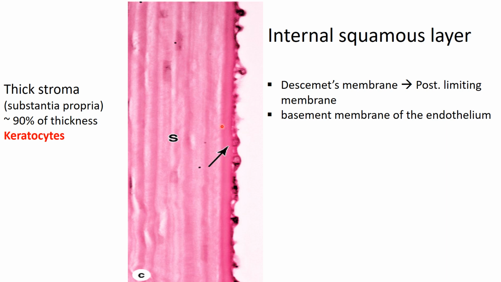Internal to that is the thick basement membrane of the endothelial layer, and this is known as the posterior limiting membrane or basement membrane. And posterior to that is this endothelial layer, a flattened squamous epithelium. So this is the flattened layer.